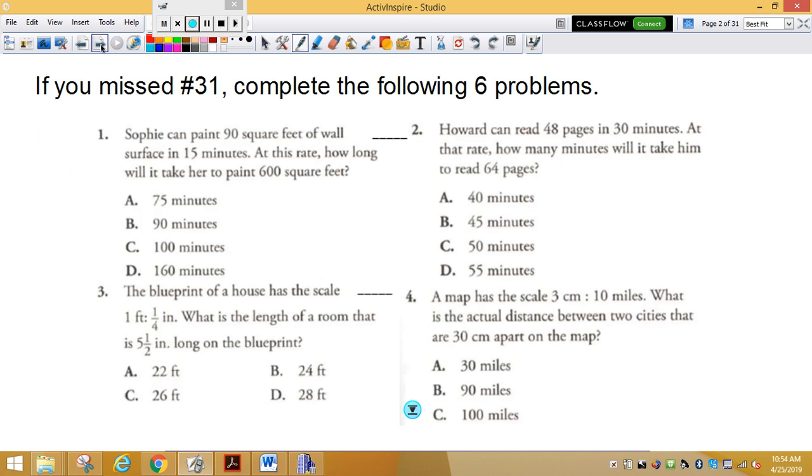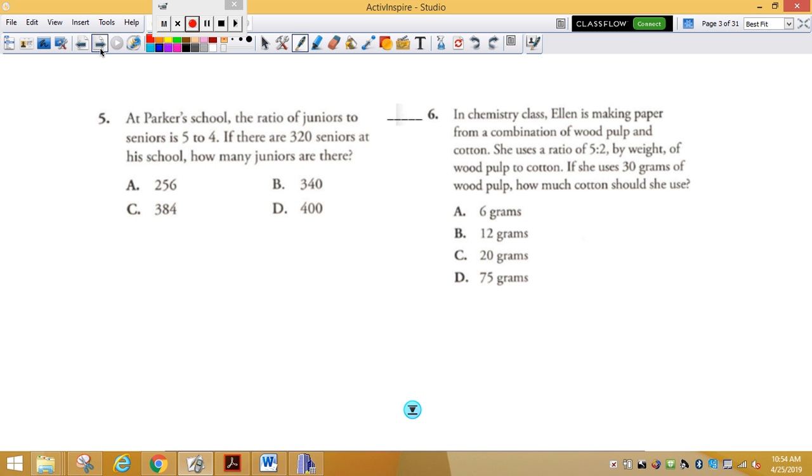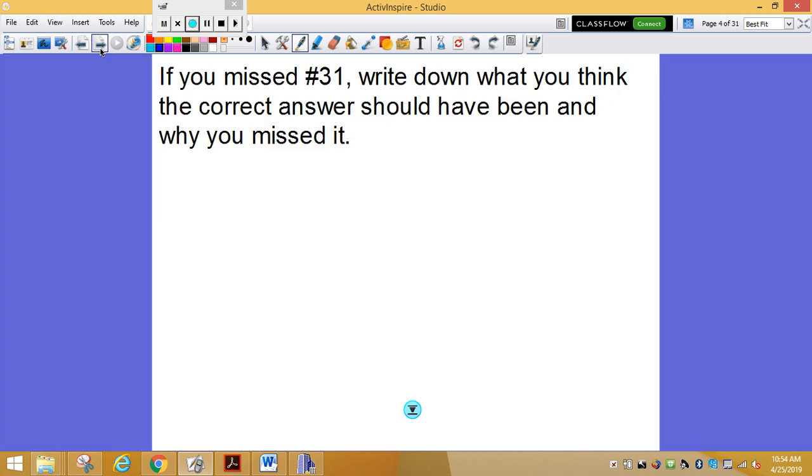Now, if you watch the video and you still miss number 31, I want you to do the following 6 problems. You can just write down 1 and I want to see your proportion. So write down number 1, write down what your proportion is and how you solved it, and then you can just put A, B, C, or D. You don't have to copy down the problem. But pause it and do 1 through 4. Here's 5 and 6. Pause it and do 5 and 6. And also, if you missed 31, I want you to write down what you think the correct answer should have been and why you missed it.